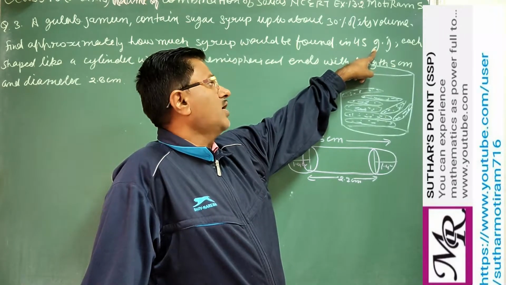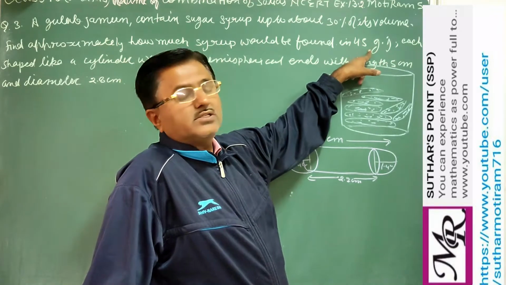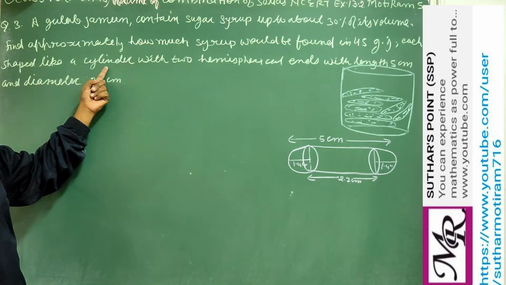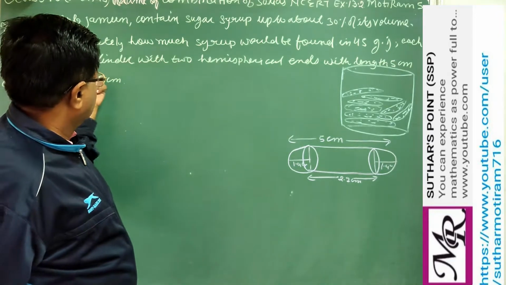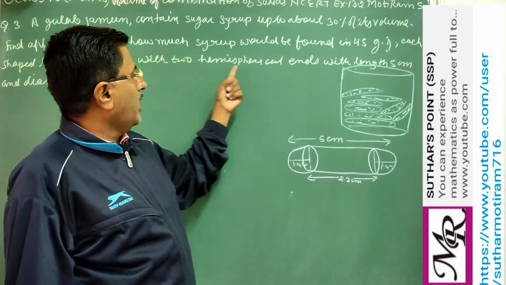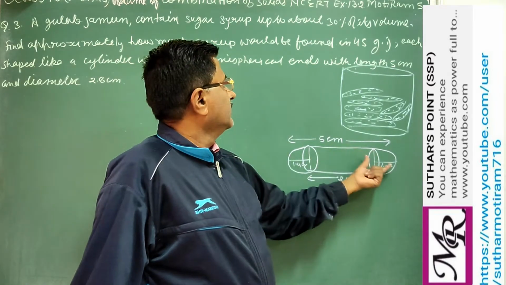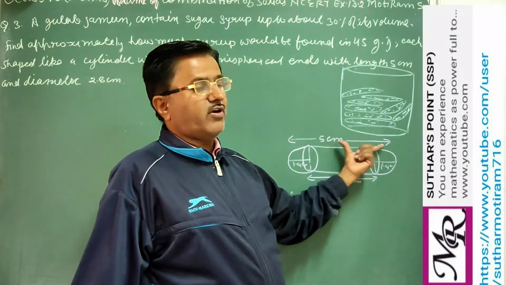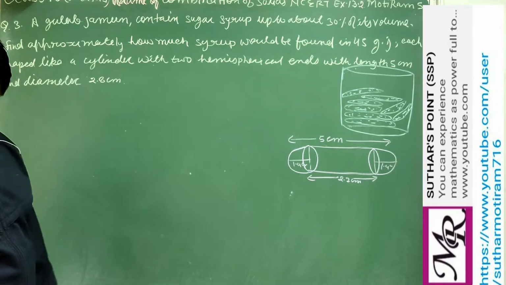So you have to find the quantity of the sugar in the 45 such gulab jamun. Now the shape of the gulab jamun is given as a cylinder, like this. A cylinder is given with two hemispherical ends. Total length of the gulab jamun is given as 5 centimeter and diameter equal to 2.8 centimeter.